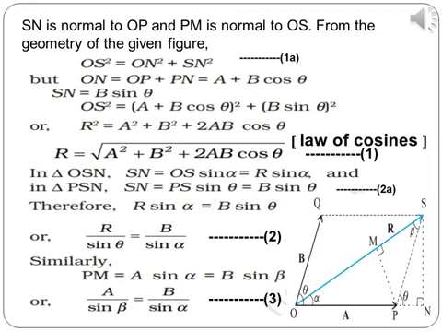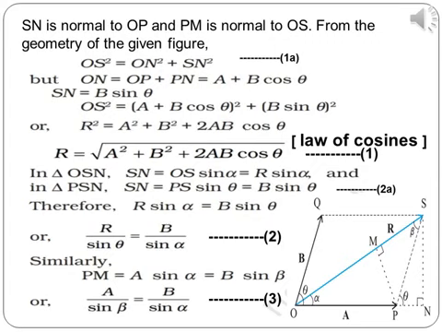Let us consider the right triangle ONS. By applying the Pythagoras theorem, hypotenuse square is equal to base square plus altitude square, which is equal to ON square plus SN square, which is the expression 1a. But we have ON is equal to OP plus PN. Here OP is the magnitude of the vector A, which is A, and PN is B cos theta.